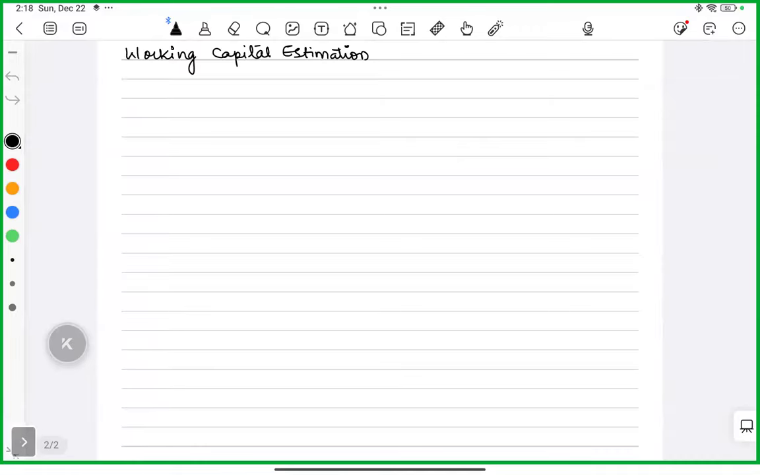Hello students, today we are doing working capital estimation from our remedial notes. Let us start with example number 1. From the following details, prepare an estimate of the requirement of working capital. Production is 69,000 units. So in example number 1, you have to prepare working capital estimation for 69,000 units.